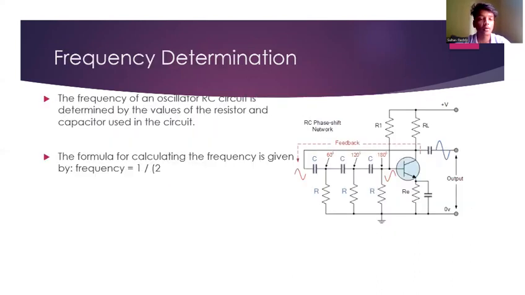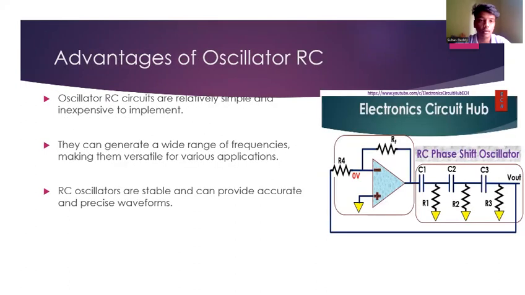Frequency determination. The frequency of the oscillator RC circuit is determined by the values of the resistor and capacitor used in the circuit. The formula for calculating the frequency is: frequency is equal to 1 by root over 2 pi RC. This is a circuit diagram of frequency determination, and it includes three resistors and three capacitors, and also the oscillators.